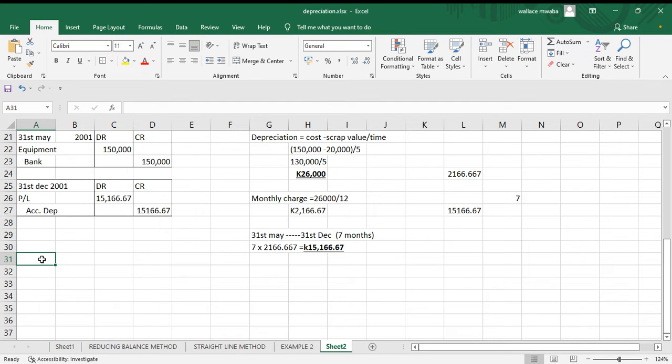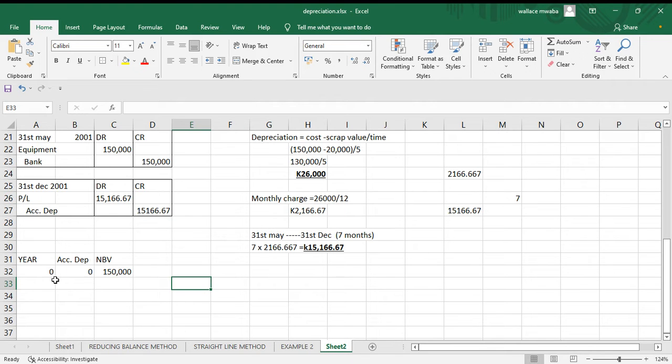Okay, so we're going to say year, accumulated depreciation, and our net book value. So in year 0, the first day of year 1, no accumulated depreciation. We just write our net value, which is 150,000. Okay.